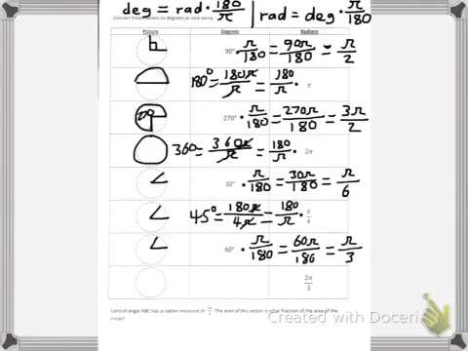All right, one more to go here. We're going to convert 2 pi over 3 from radians to degrees, so we're going to multiply by 180 over pi. Okay, multiply straight across the top. 2 pi times 180 is 360. On the bottom, pi times 3 is 3 pi.